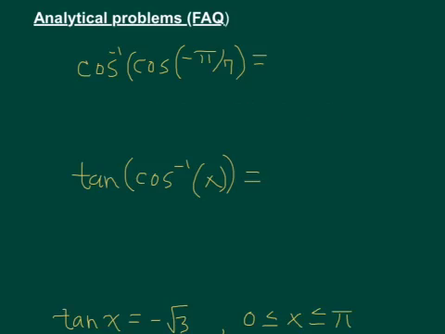So here are the commonly asked questions. I'm just trying to anticipate since, again, I can't be there with you. The first question people usually ask me about is number 5. Cosine inverse of cosine of negative pi over 7.